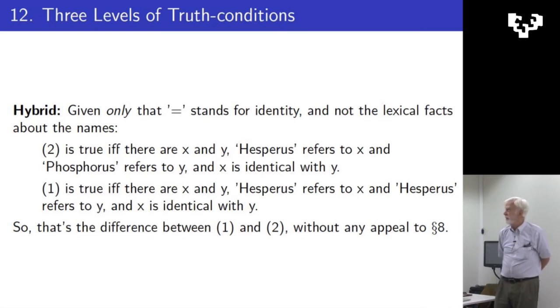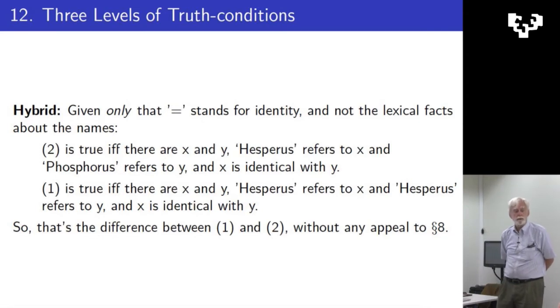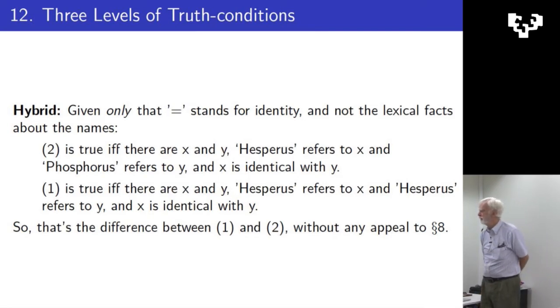Two is true if and only if there are X and Y, such that Hesperus refers to X and Phosphorus refers to Y, and X is identical with Y. So you get information about Hesperus and Phosphorus. No translation into three bars, no bifurcation of meaning, which is now illegal in most parts of Germany, actually. And one is true if there are X and Y, and Hesperus refers to X, and Hesperus refers to Y, and X is identical with Y. So you get different information. He didn't need section 8.